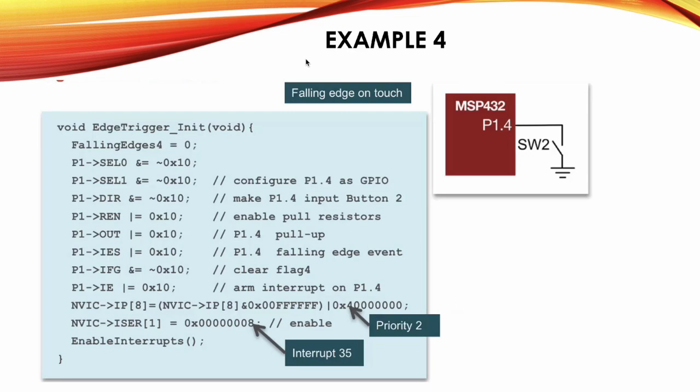Then I need to arm the interrupt. Then I need to set the priority. And then lastly, I just need to enable the correct interrupt, and I'll use the enable interrupts command. So this is what we're going to try to mimic in our code.